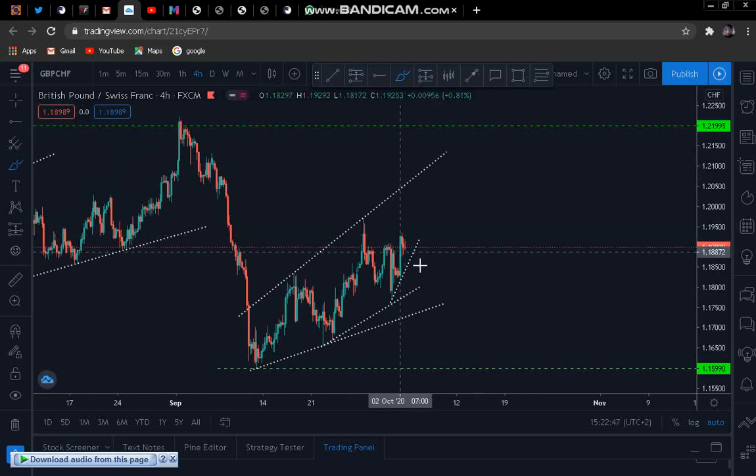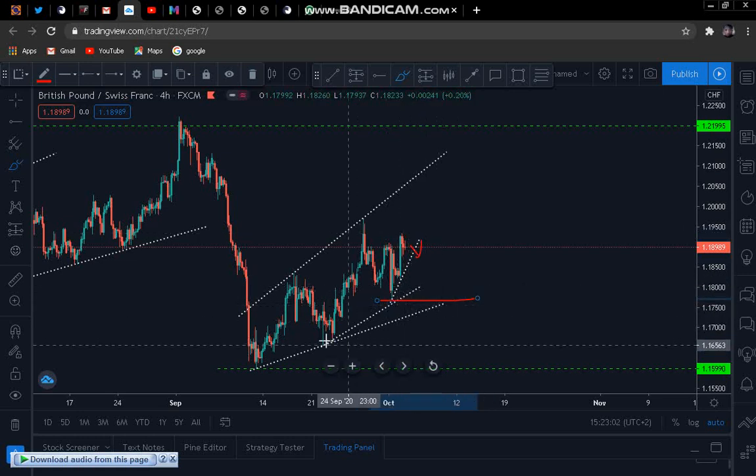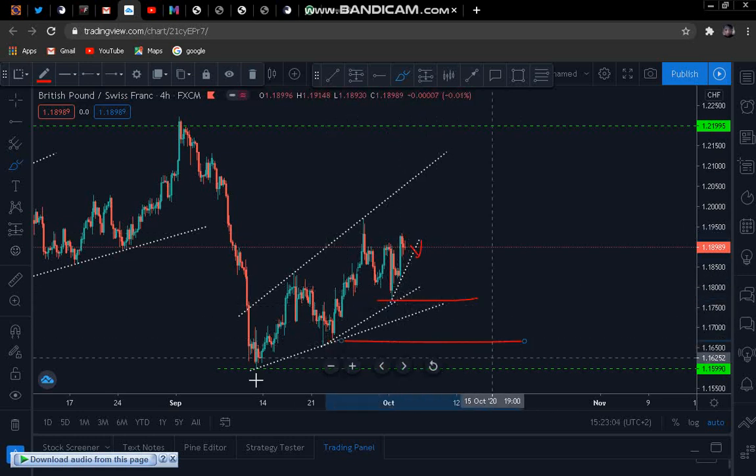For this one, it has this smaller ascending channel over here. So what you're waiting for is another break of this smaller one. Then we take it, and your target could be here. Your target could be here, and your ultimate target would be down here. This is what you'll be looking at, GBPCHF. I don't think there's much to say on this one.